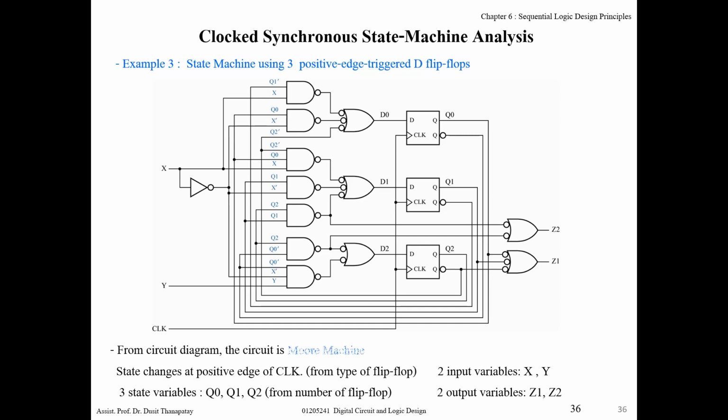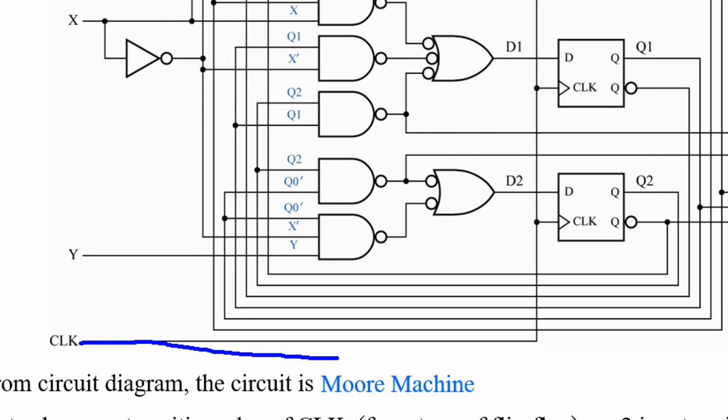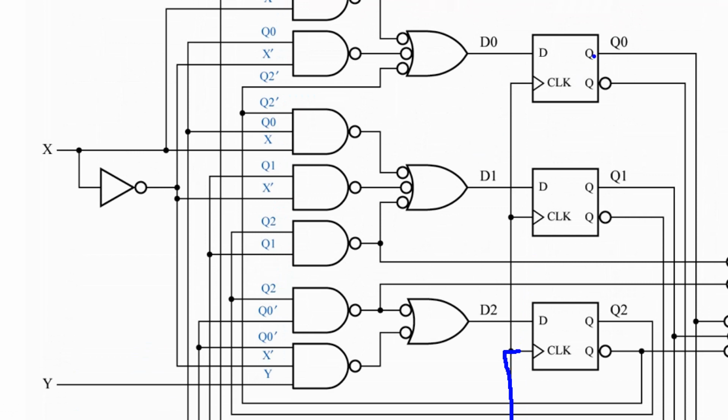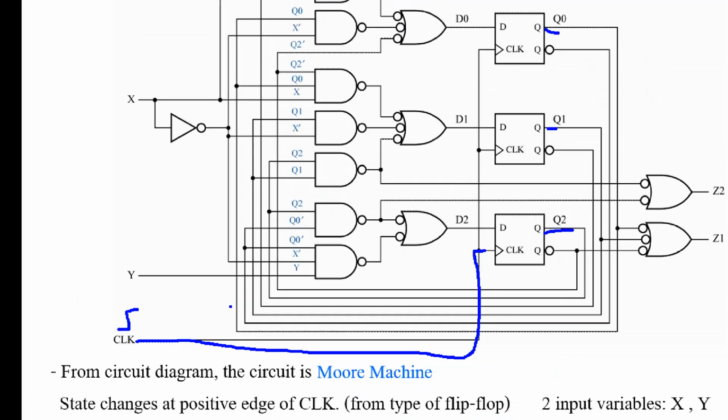Okay, next. How about the clock? Okay, this is positive edge. That means each flip-flop will update its value at the positive edge. When the clock ticks, Q0 will read data from D0, Q1 will read data from D1, and Q2 will read data from D2 to update each state.